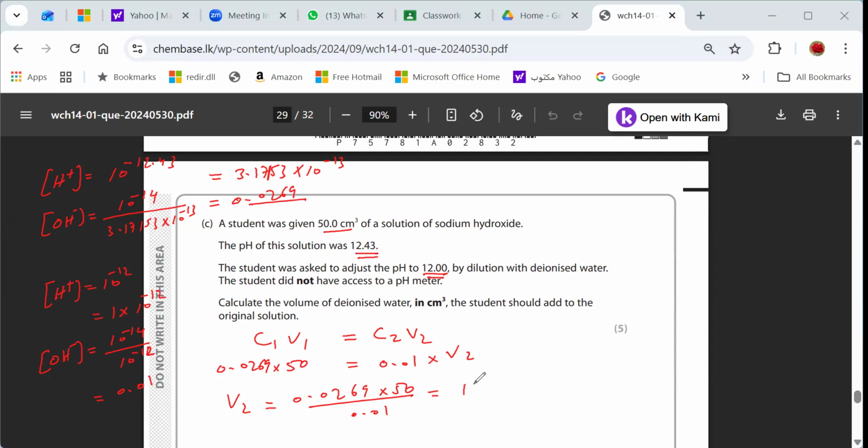134.5 centimeter cube. So this is the total volume of the diluted solution. They asked how much water should be added. So here we have to subtract 134.5 minus the volume that was present at the beginning, 50, and we get the volume that should be added. So the volume that should be added in centimeter cube to dilute the hydroxide from pH 12.43 to pH 12.